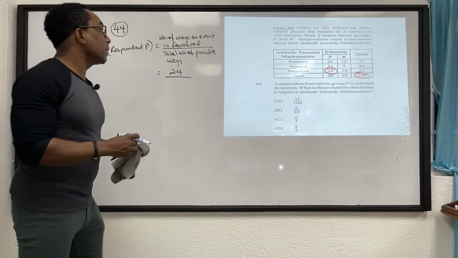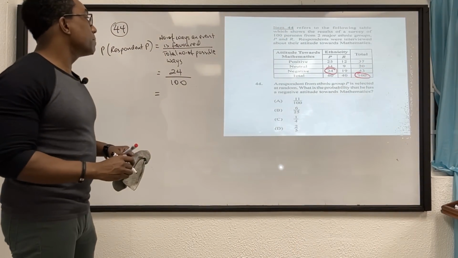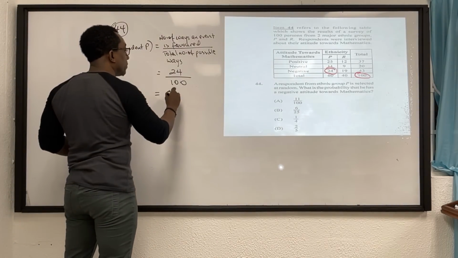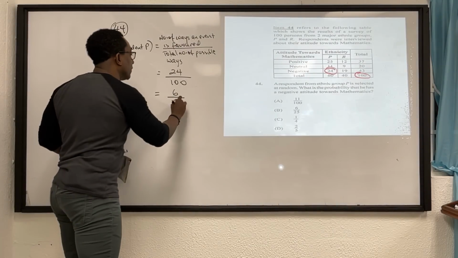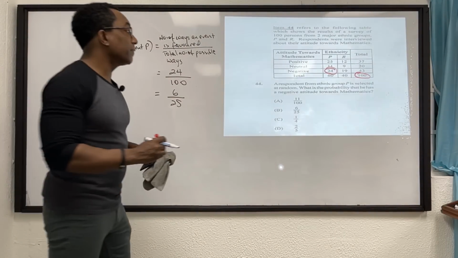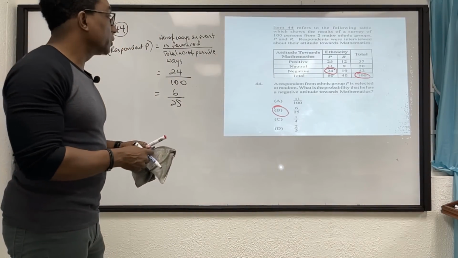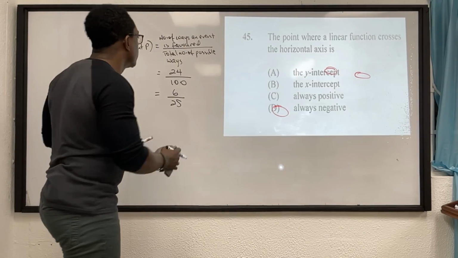100. So you're going to put 24 over 100, which can simplify to, 4 into 24 is 6, and 4 into 100 will give us 25. So we're going to get 6 over 25, whose answer there is B. Let's move on now to question 45. So 45.